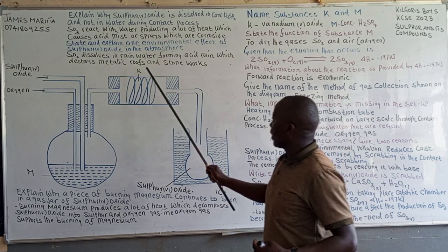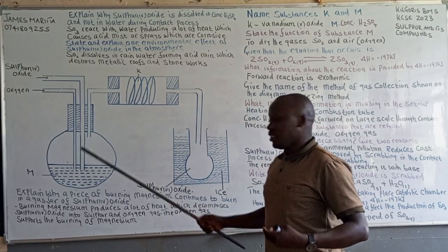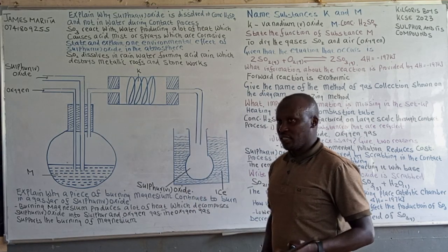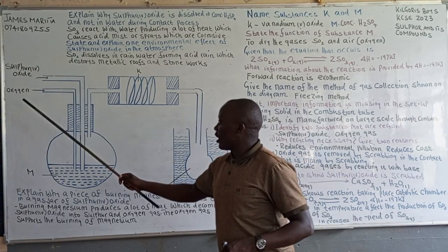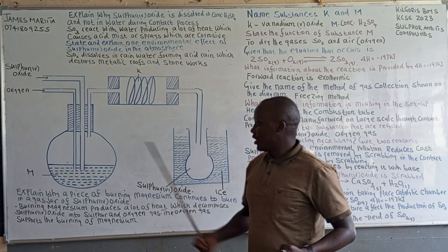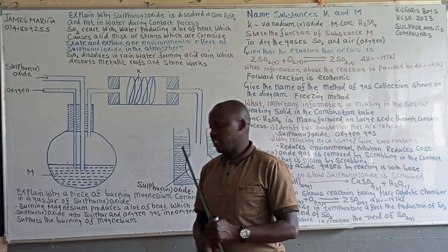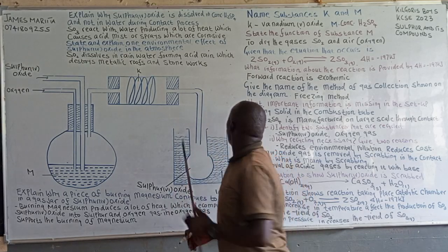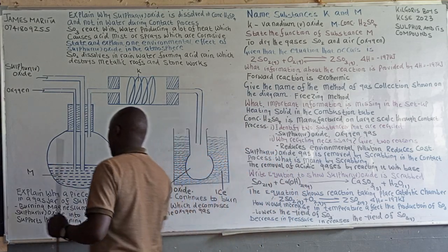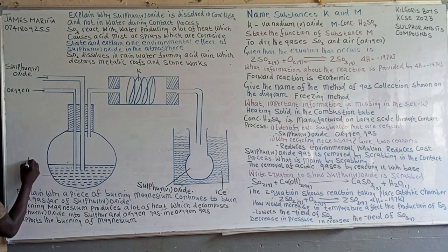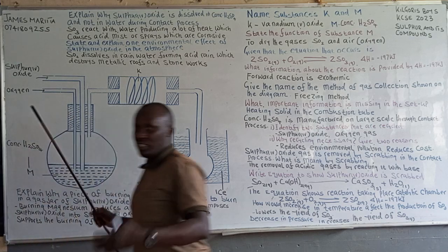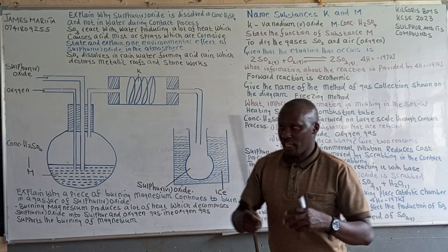So name substances K and M. Substance M, and then we have substance K. We have sulphur oxide and oxygen. Once the gases react, they are passed through substance M to be dried. So M is just a drying agent, and this M is concentrated sulfuric acid. So we name this one as the concentrated sulfuric acid. Why is the concentrated sulfuric acid here? It is normally used to dry the gas.